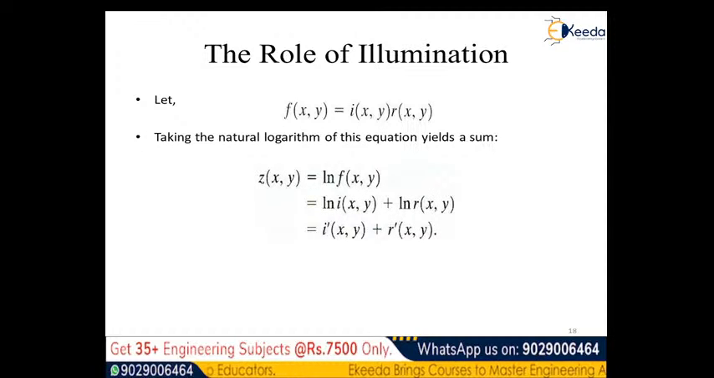So z of x comma y will be the representation instead of f of x comma y after taking logarithm. So ln represents the natural logarithm, the natural logarithm of f of x comma y. As we have the product of I of x comma y and r of x comma y, taking the logarithm will give the addition of the resultants of the logarithmic representations. Here we show ln of I of x comma y, whereas here it is ln of r of x comma y. So natural logarithm for the illumination function and the reflectance function.